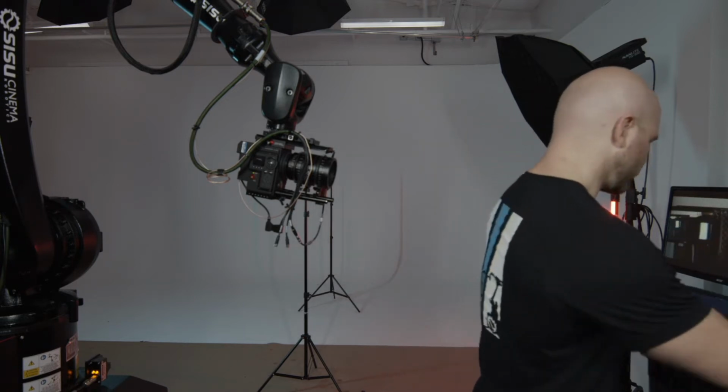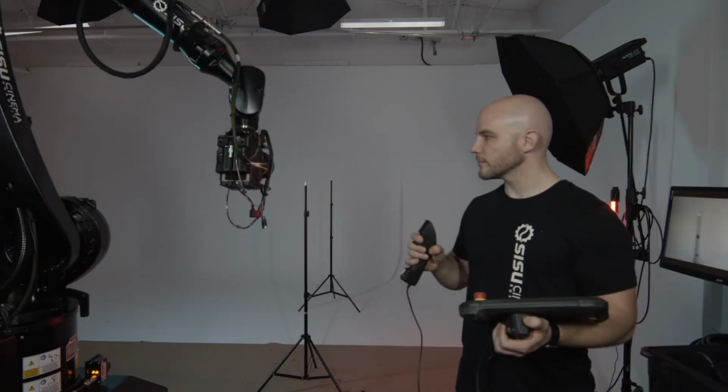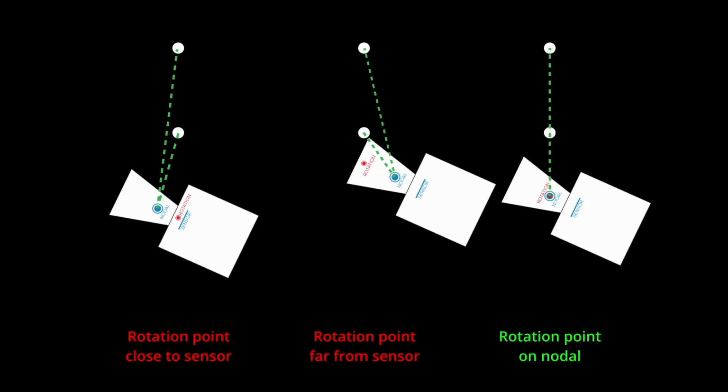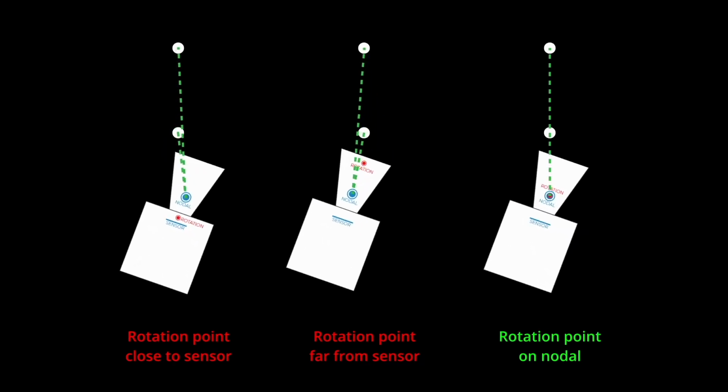So the way we're going to find that is I'm going to turn my camera. I've got these two stands set up, several feet apart, and I've got my camera looking straight at them. They're right in the line. When I rotate about the nodal point, there will be no drift of the two stands. They'll stay right in line. If I'm closer or further away, if I'm off on either side, we'll see some drift of the back stand relative to the front one.